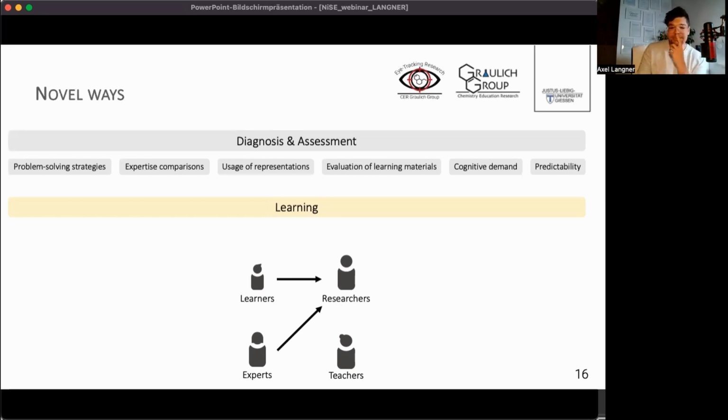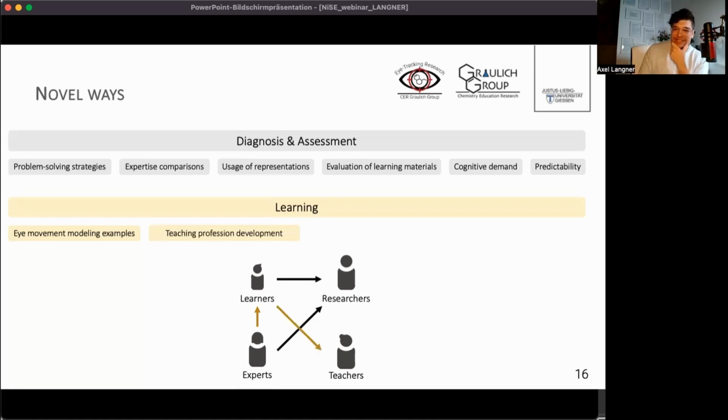For example, what if we show learners the eye movements of experts? This is called eye movement modeling examples, which is used often in biology education and also medical education. For example, an expert is solving a problem on an X-ray picture of a chest, and this eye movement recording is shown to novices, and some kind of knowledge transfer happens.